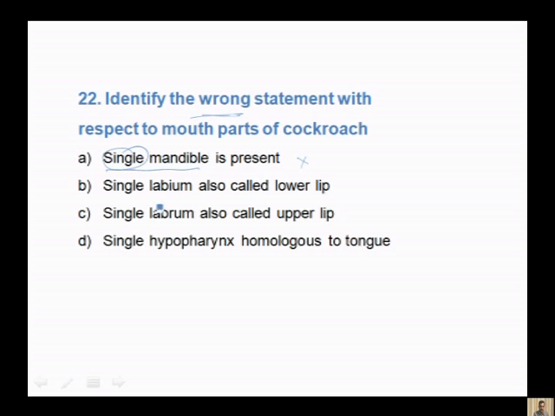Single labium, also called lower lip. This is correct. Single labrum is also called the upper lip. This is also correct. A single hypopharynx is present in between the upper and lower lip, labrum and labium, which is homologous with the tongue, helps in pushing of food materials into the mouth. The wrong statement is the first option. There is a pair of mandibles present in the mouth part of the cockroach, not single.